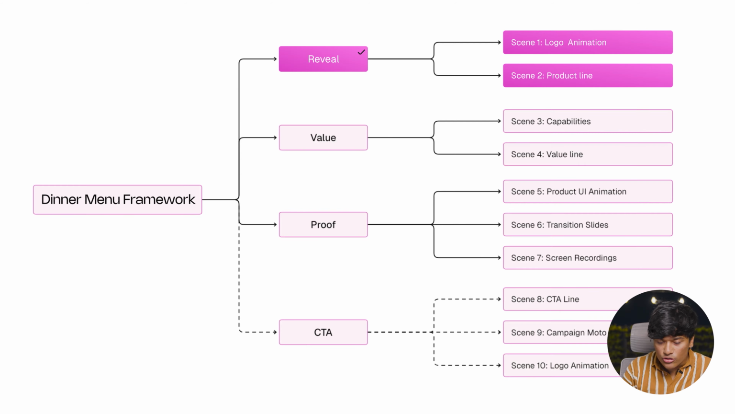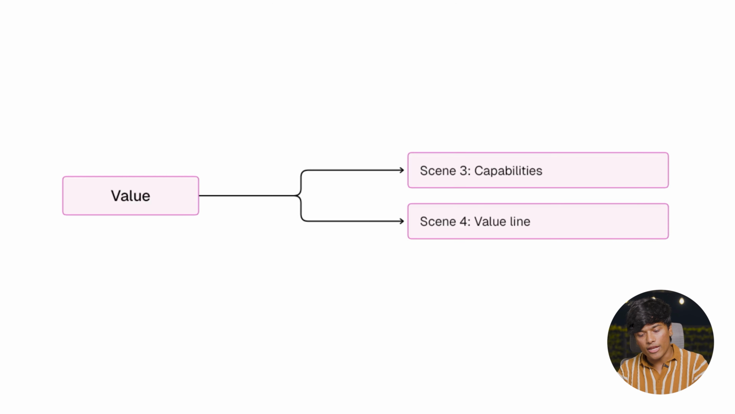Now comes the value section. This is where we explain what the product actually enables. And this part is usually made up of capabilities. Short statements that describe what the product allows you to do. Again, limited to 2-3 words per capability like we see in Notion launches.